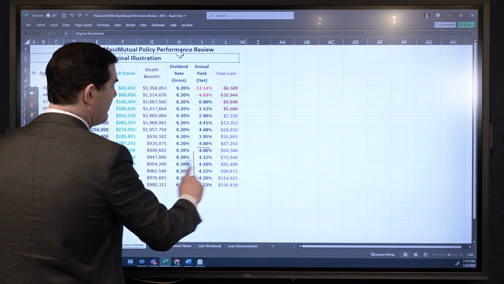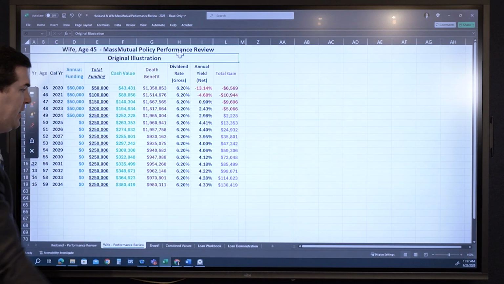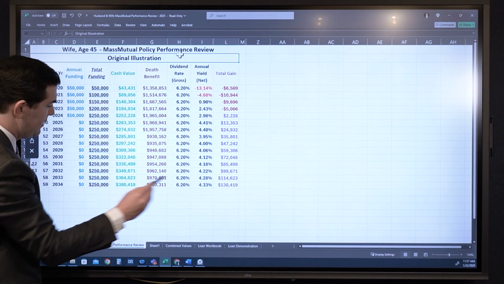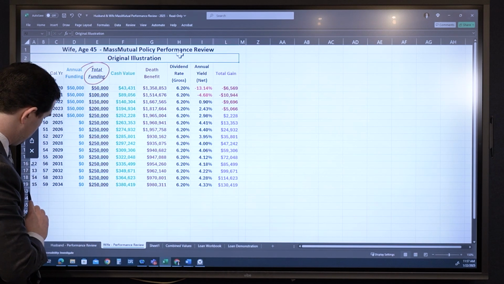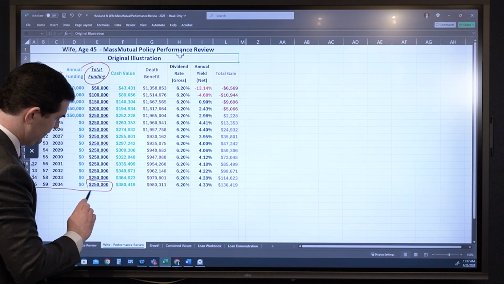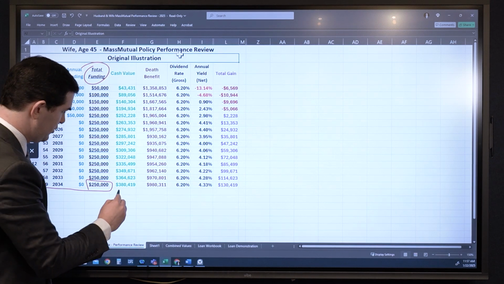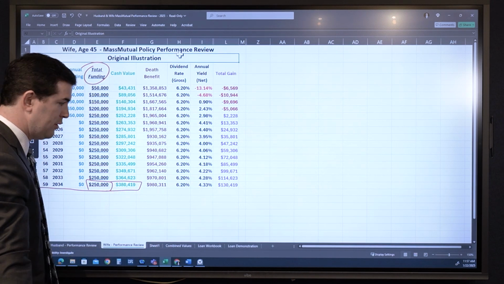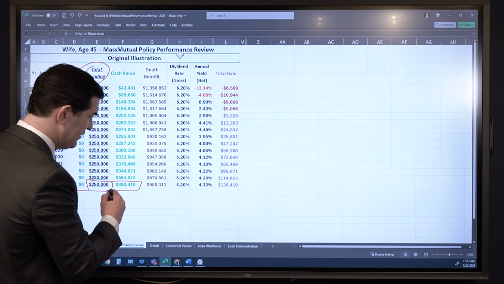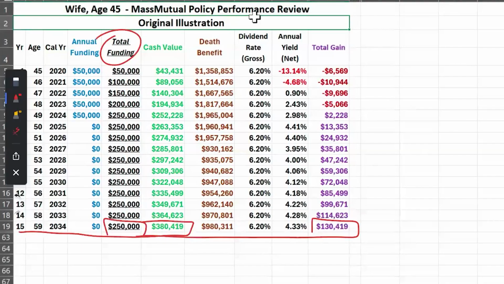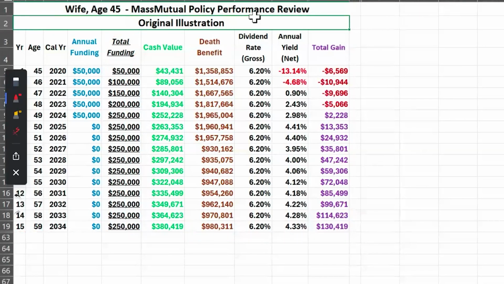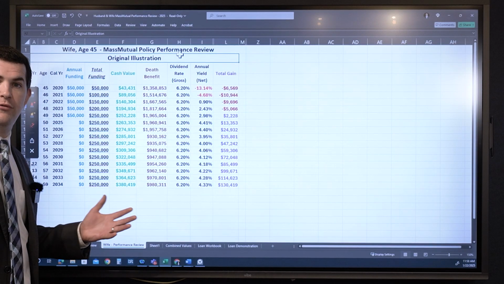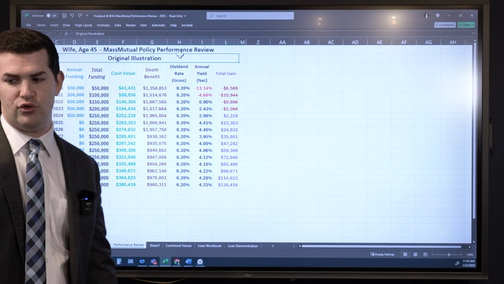Okay. And then the total gain is simply the difference between what she paid, so total funding, here by year 5, $250,000. Total cash value, $380,000. The difference, $130,000. That's her gain. That's how much she has received from the insurance company. And she paid into it for 5 years with the original illustration.